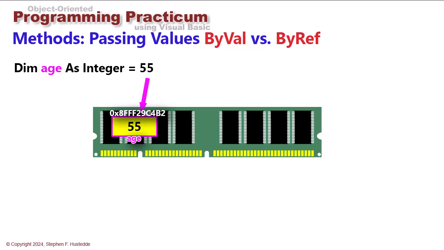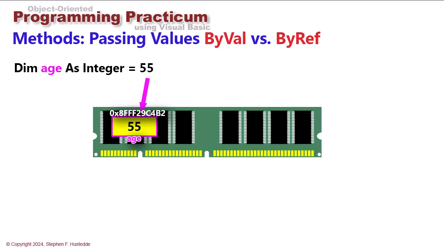But rather than working with that address, we give it a name. We give it a meaningful name, in this case, age. Then we assign the value to that variable of age of 55, and 55 is stored at that memory address. I think you would agree that it's easier to work with that name of age versus the memory address.